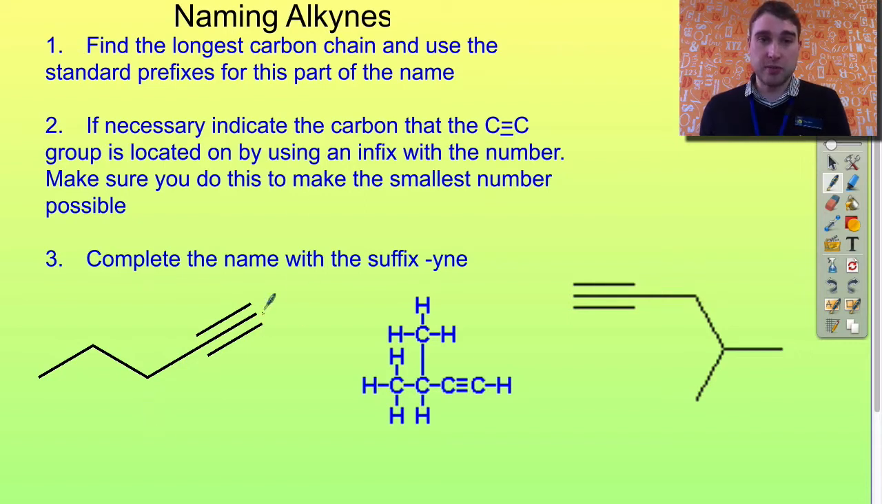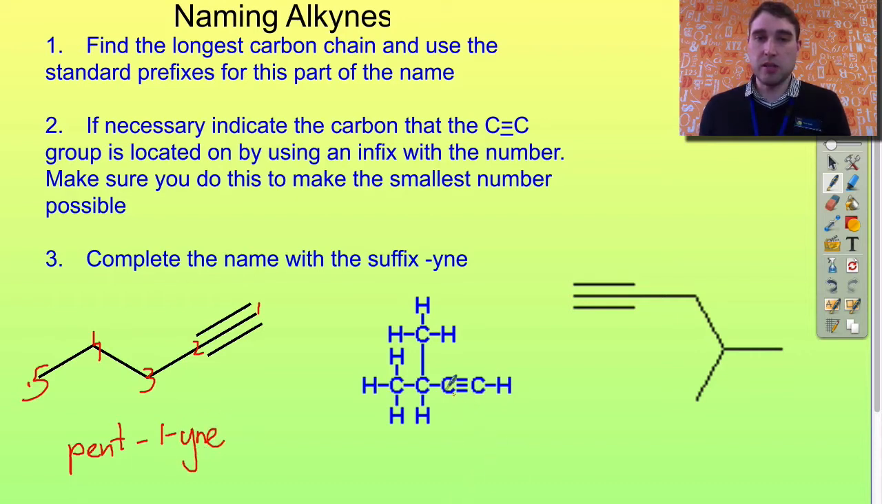So let's look at our example down here. So start numbering from this end, 1. Now there is a carbon there because we're basically ending the triple bond. 3, 4, 5. So it's going to be pent, it's got 5. Infix. So on carbon 1, that's where we've got our alkyne group. So our suffix is "-yne".